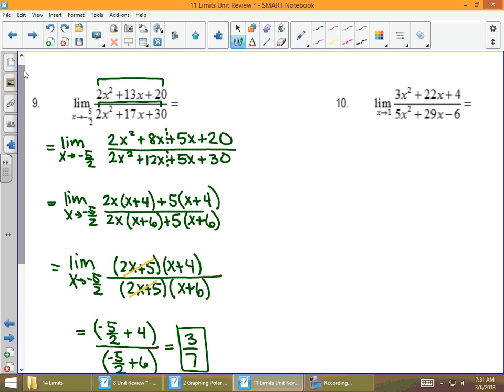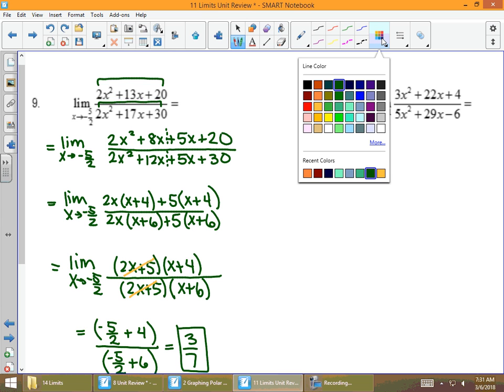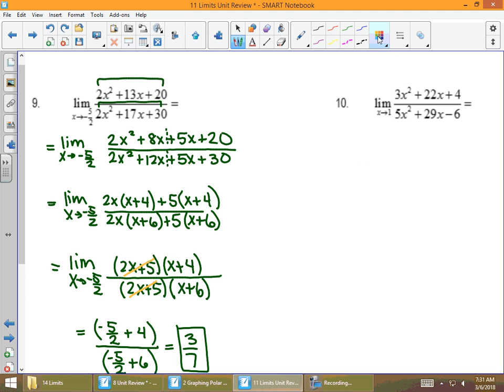All right, one more. The limit as x approaches 1, and this guy's kind of a mess. So when I first looked at this problem and started to try to factor, I noticed 3 times 4 is 12. Two numbers that multiply to 12 and add to 22, not going to work for me. That is not factorable. But then I looked again at what I'm taking the limit approaching. I'm taking the limit as x goes to 1.